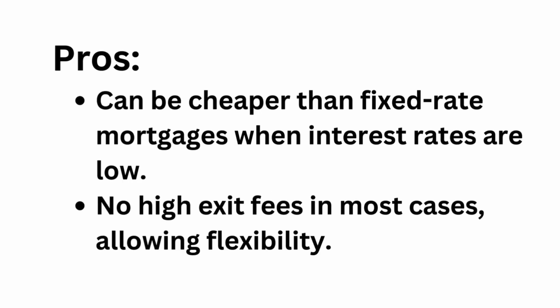A tracker mortgage follows the Bank of England base rate with an additional percentage set by the lender. If the base rate rises, so does your interest rate. If it falls, your payments decrease. And here are the pros. One, it can be cheaper than fixed rate mortgages when interest rates are low. Secondly, no high exit fees in most cases, allowing for flexibility.